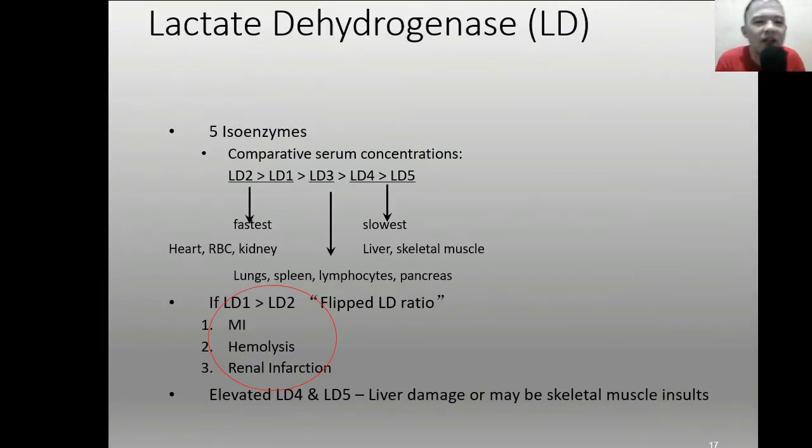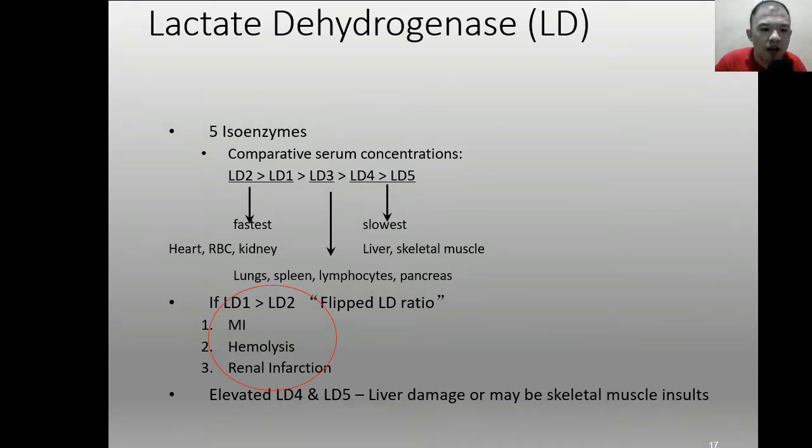Next is lactate dehydrogenase. For lactate dehydrogenase, we have mentioned this in the heart, cardiac enzymes, cardiac panel. It's found highest in amount in the heart, liver, red blood cells, and kidney. Next is the lungs, spleen, lymphocytes, and pancreas. And the least is from the liver.